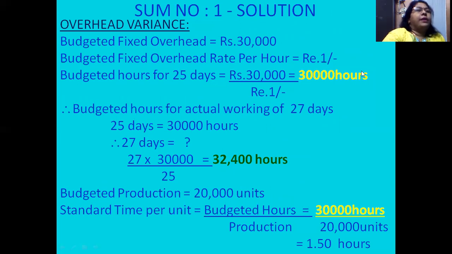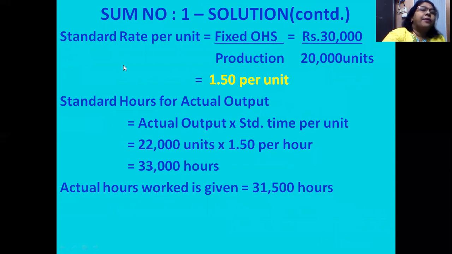So our calculations are the standard time for 27 days, after calculating the standard time for 25 days. This is for standard, this is for actual. That is, actual hours is given, days is given as 27 days. Next, I calculated the standard time per unit, that is for producing one unit. Next, I move on to calculate the standard rate per unit. If you have this information ready, then only we can work out all the questions as per this problem.